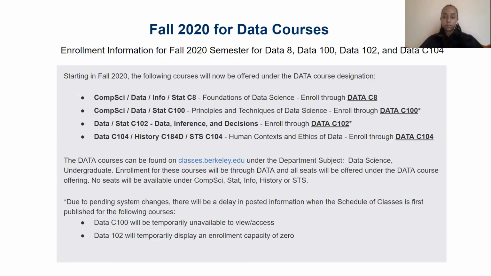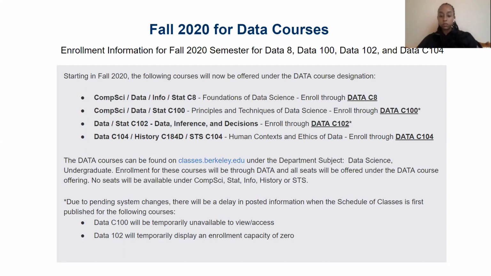So for enrollment for fall 2020, we have 4 new courses that are being offered under the data course designation. So this would be Data C8, Data C100, Data C102, and Data C104. They're all cross-listed with other departments, some with stats, some with CS, and even history. If you want to enroll in these classes, make sure to enroll under the data course designation because all of the seats are going to be offered under that course offering.